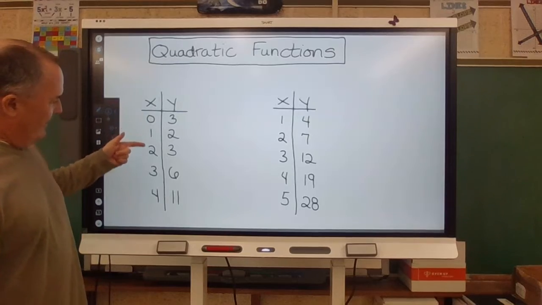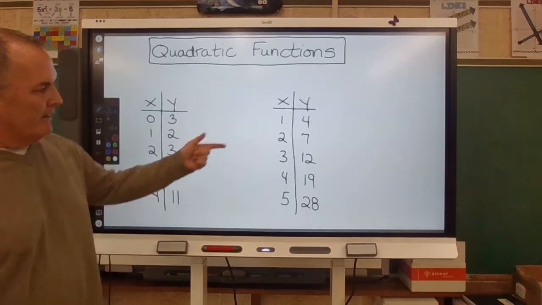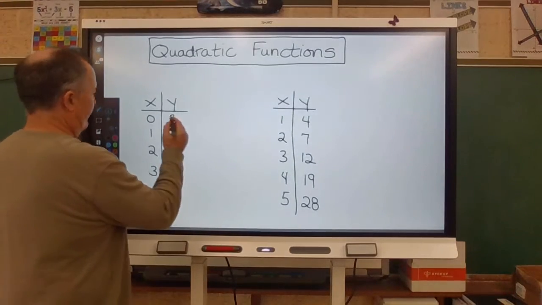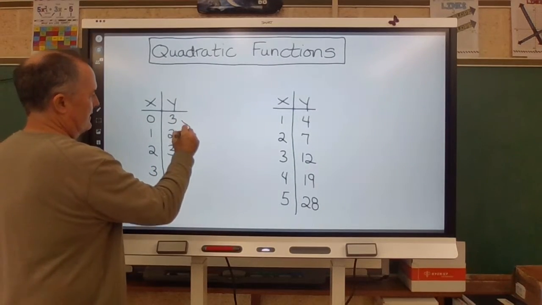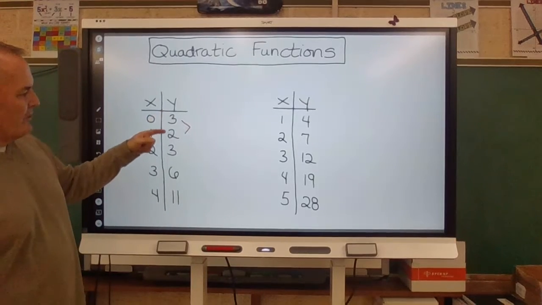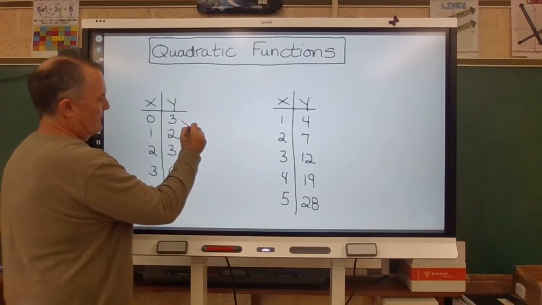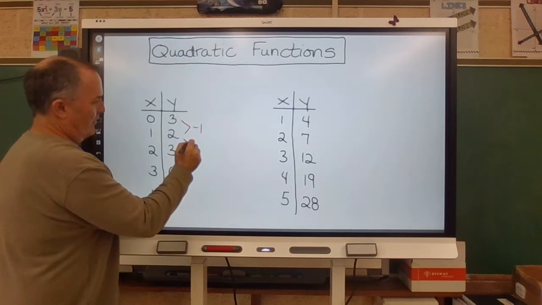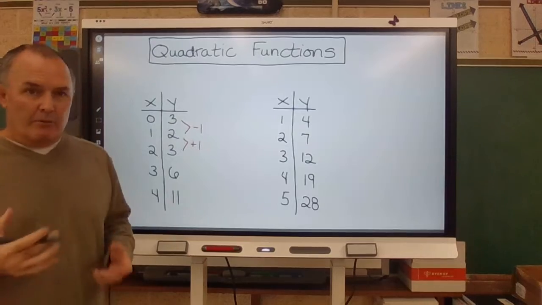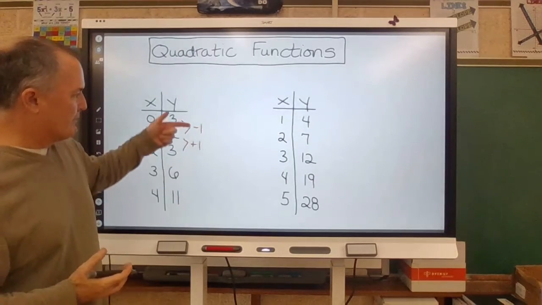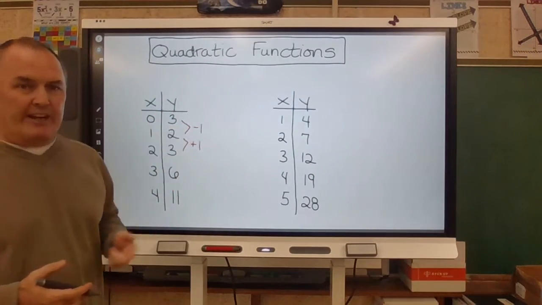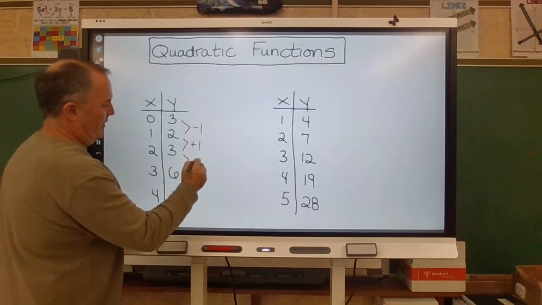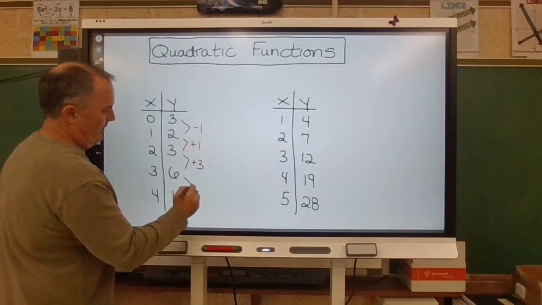Once again, the inputs are only changing by 1 on both. So let's look at the outputs and see what's happening there. The first difference here is we're going to go down by 1. And then here, we're going to go up by 1. So right away, it's something different from before, because before, we had the same rate of change all up and down our table. Here, I'm going to go up 3. And here, I'm going to go up 5.